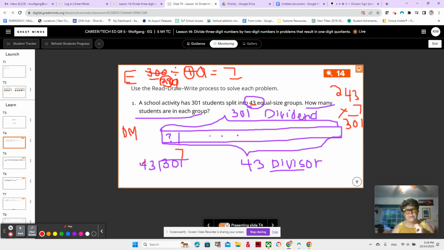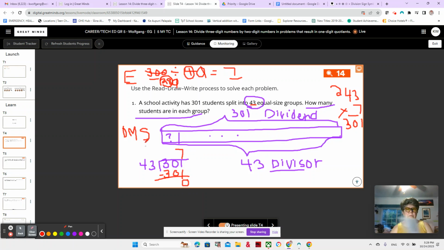301 on the dot. So 7 times 43 is 301 on the dot. Then I subtract. 301 minus 301 is 0. I don't have anything left to bring down, so I'm not even going to bother with that step. Okay, so my answer is 7.